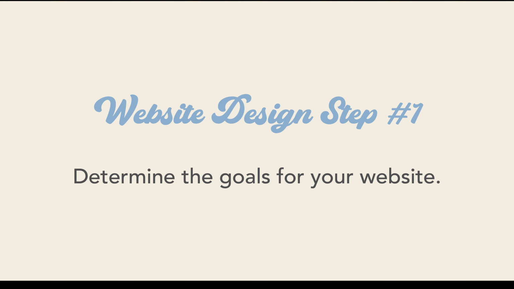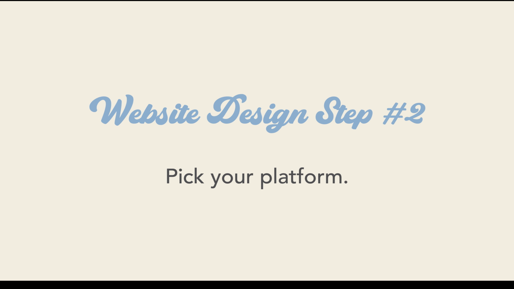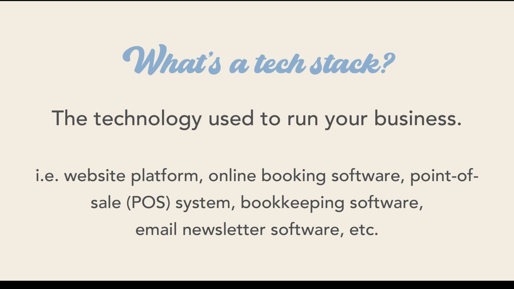First, determine the goals for your website. Use the questions in the last lesson as a guide. Next, choose your platform, which was also covered in the last lesson. You'll want to make sure it's compatible with other software products, tools, or services you plan to use, known as your tech stack. Your tech stack includes online booking software, email newsletter software, etc. Most of the time, you'll add links or embed some code on your website to make the integration work. Again, embedding code is just copying and pasting.